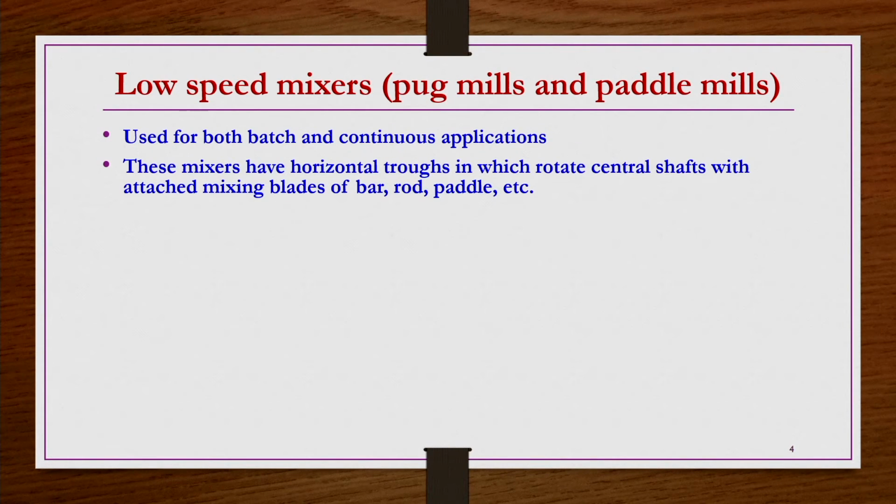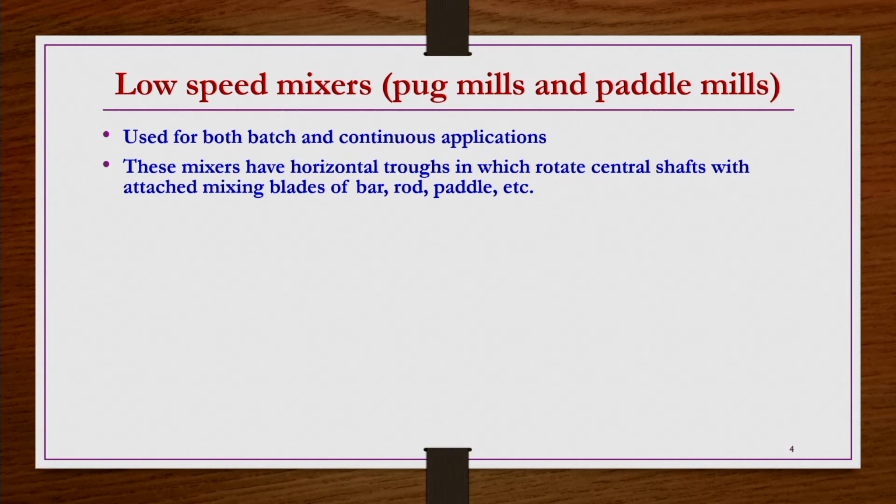In general, these low speed mixers have horizontal troughs in which central shafts rotate, with attached mixing blades of bar, rod or paddle etc. being used. We will see a schematic in the next slide of how they operate.